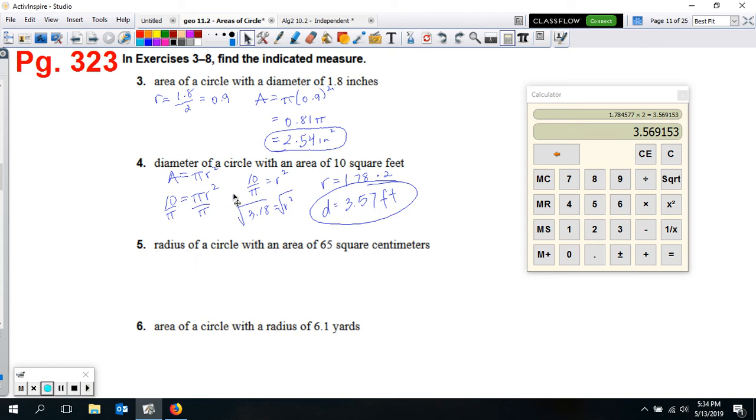Next one says find the radius of the circle with an area of 65. So it's going to be the same thing here. We just won't have to multiply the radius by 2. So go ahead and stop the video and try number 5. See if you can do this one just like we did this one here. You just won't need to multiply by 2 in the end.